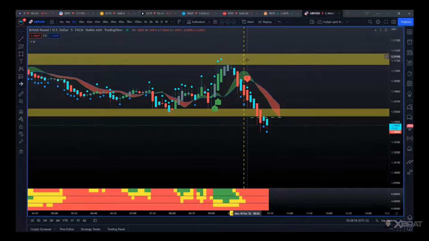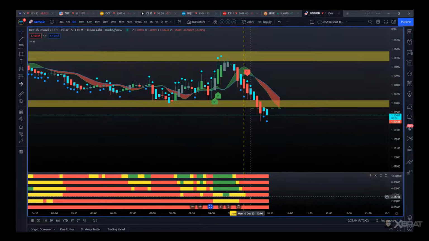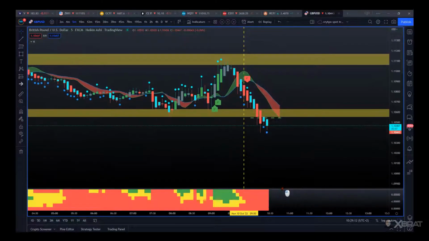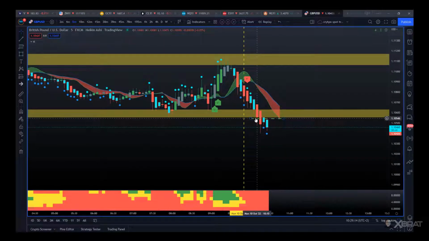Okay, so this would be our entry. Now, as we're coming down into this support, we can see here on the BIAS Depth Heatmap, this looks up 6 time frames. They're all red. There's a lot of bearish momentum here. So we've got a sensible entry. It's a good entry. We've got signal. We've got confirmation.